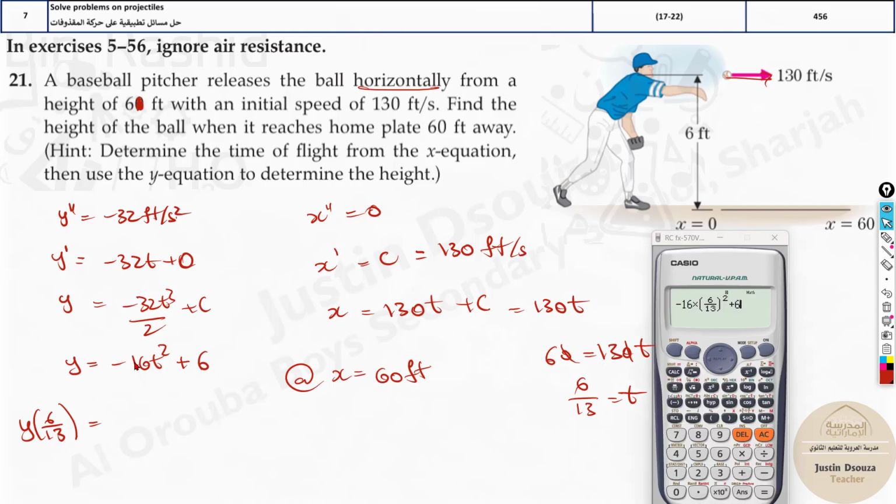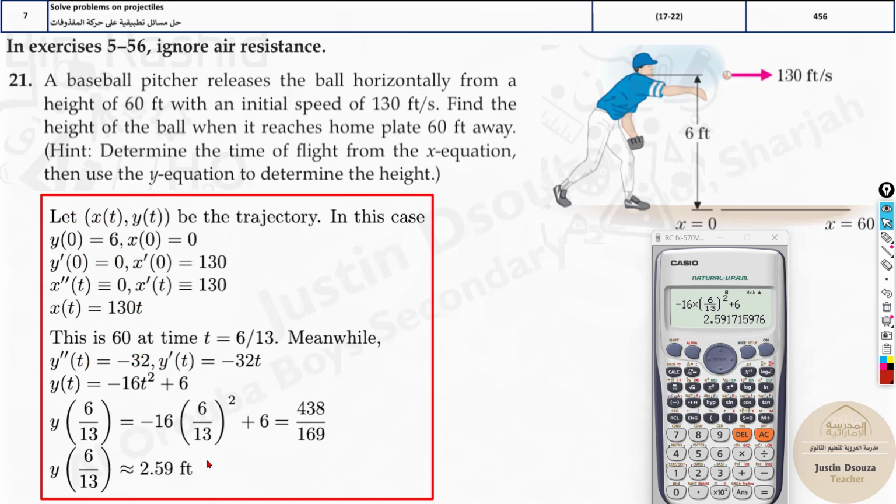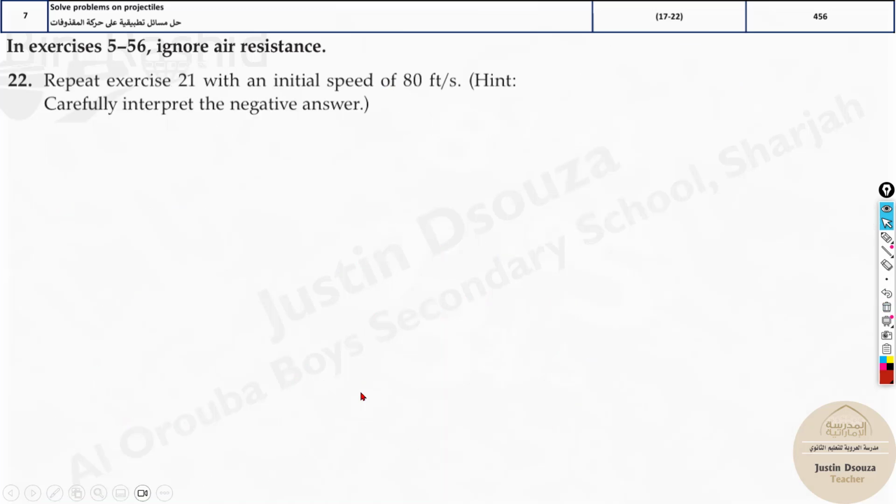So all I have done over here is minus 16t squared, where t is 6 by 13, squared, plus 6. What is the answer? It's 2.59. So this is what they wanted, right? The height will be 2.59 feet when the ball reaches the plate. Let's just check the answer. You can see over here, that's the final answer, 2.59 feet. That's how we solve this.